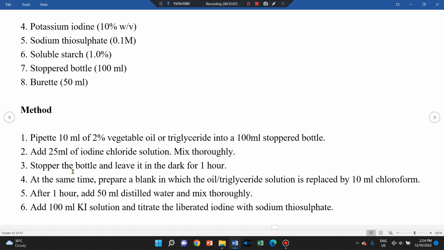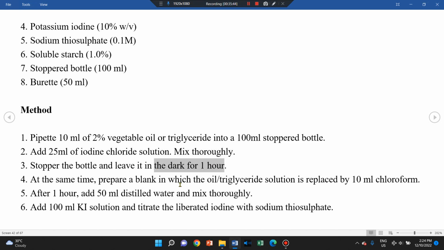Right. Take the 10 ml pipette and put in the 2% vegetable oil. It doesn't have to be a stoppered bottle. I think we have modified it using a different kind of bottle, a screw cap one that we already use, because the stoppered bottle is old apparatus. Add iodine chloride, mix thoroughly, screw cap it, and leave it in the dark for 1 hour. Again, a bit of preparation beforehand.